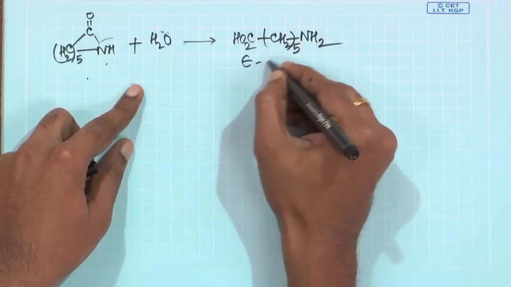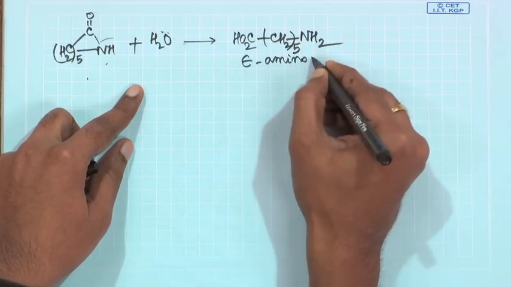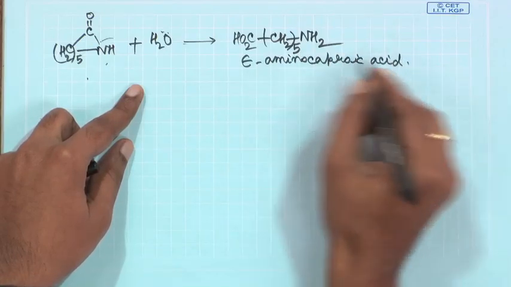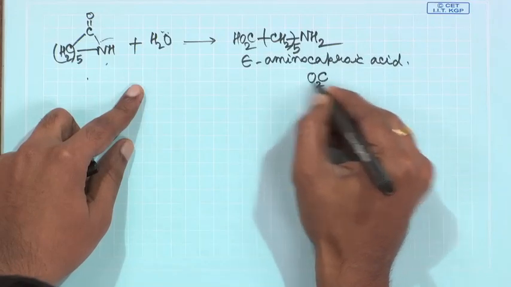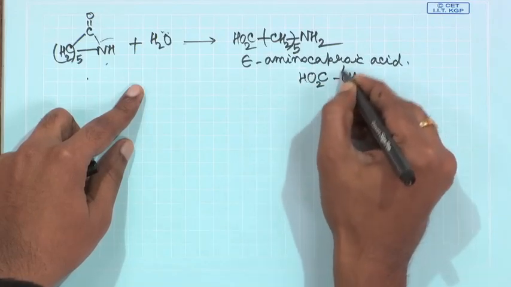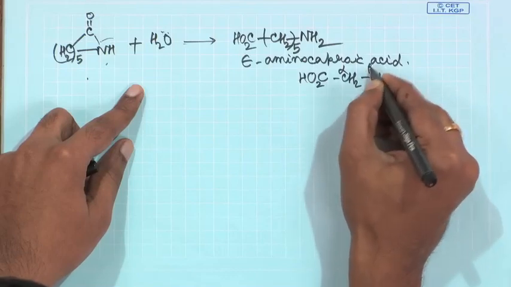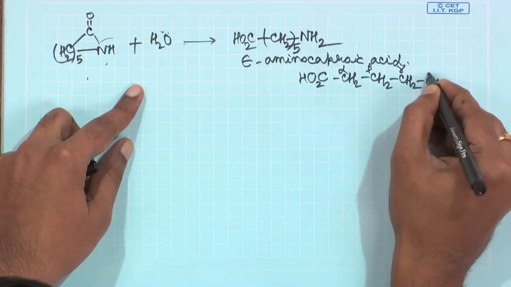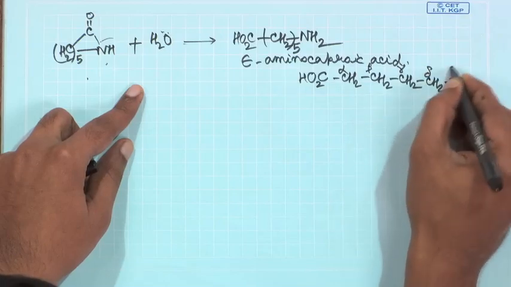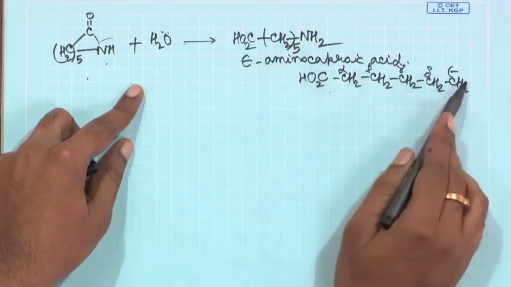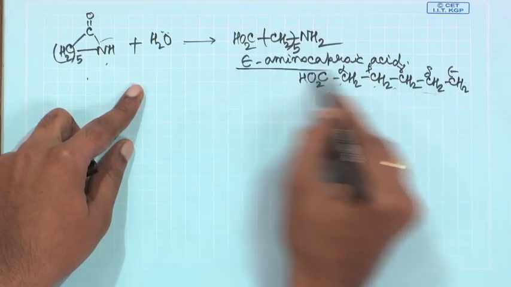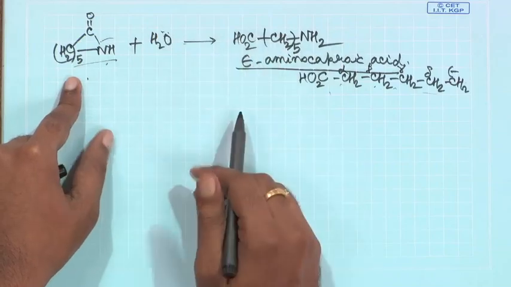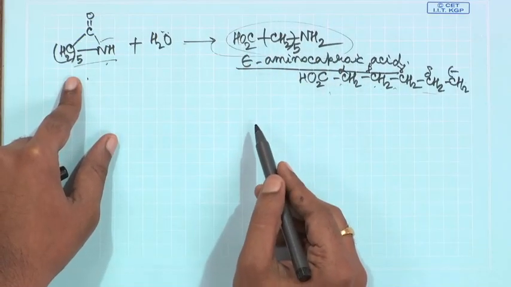This is epsilon amino caproic acid, because if you have CO2H and then CH2, this is alpha, this is beta, this is gamma, then this is delta and then this is epsilon. So, that is why it is epsilon amino caproic acid. From caprolactam you are getting caproic acid. So, it can open up like this with water and now you can have a self amidation if you want.